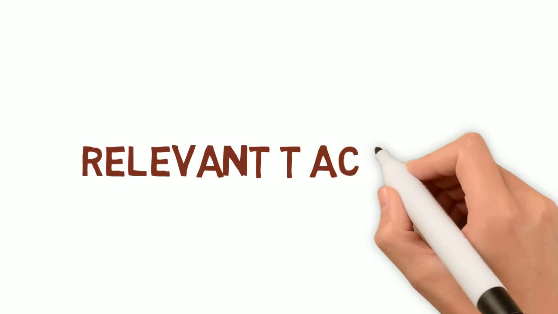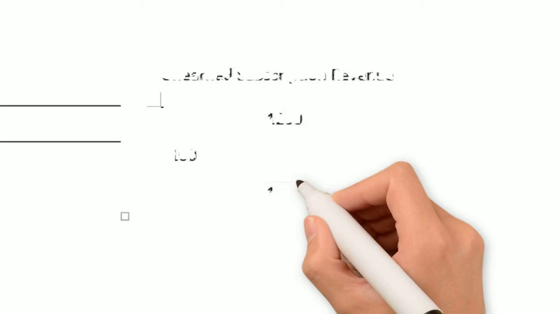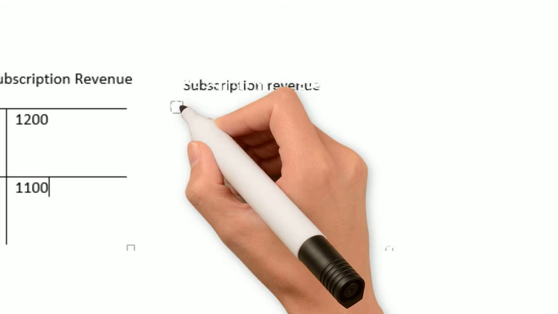Relevant T account: cash, debit $1,200, unearned subscription revenue, debit $1,200, credit $100, total $1,100, subscription revenue, credit $100.